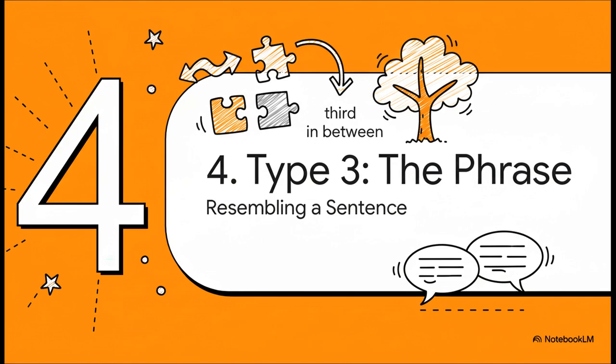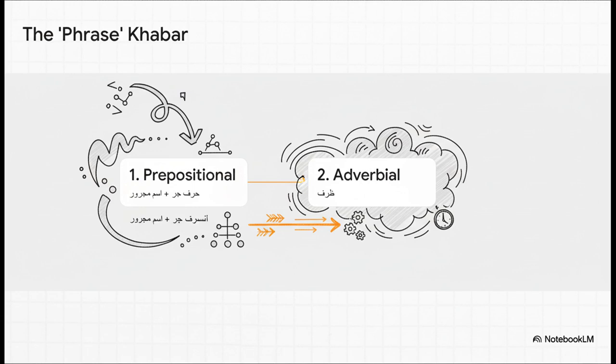Our third and final type of khabar is something in between. It's a phrase, or what's called a shibhu al-jumla, which literally means resembling a sentence. So this semi-sentence doesn't have its own subject and predicate like a full sentence does, but it still packs a punch, giving us crucial information, usually about a location or a relationship. It most often shows up as either a prepositional phrase or an adverbial phrase.